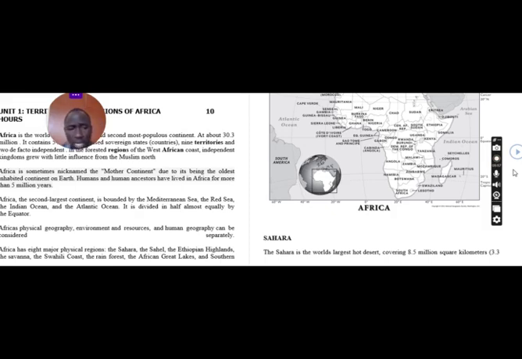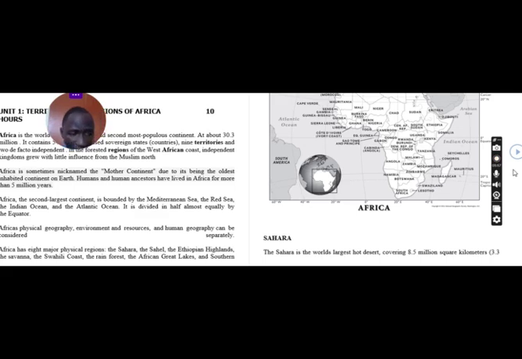When you look at Africa, the second largest continent is bordered by the Mediterranean Sea, the Red Sea, the Indian Ocean, and the Atlantic Ocean. So that is Africa as a continent, and it also has the equator that divides the earth into two equal halves. So that's what we call the earth.